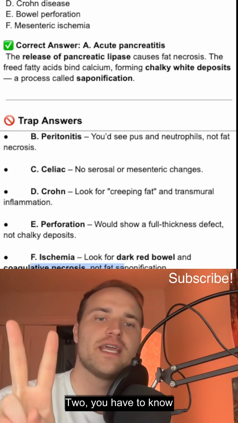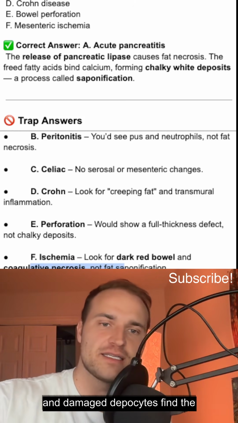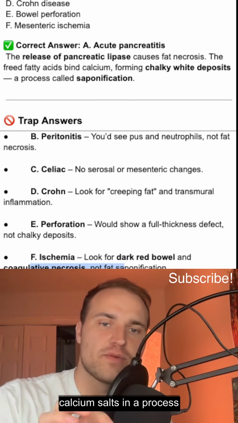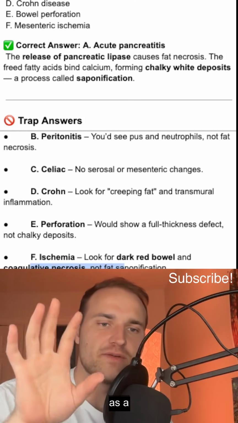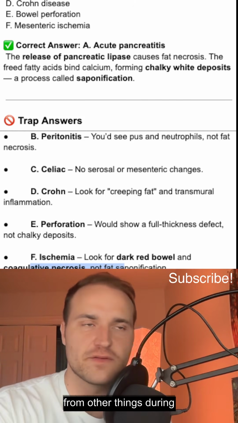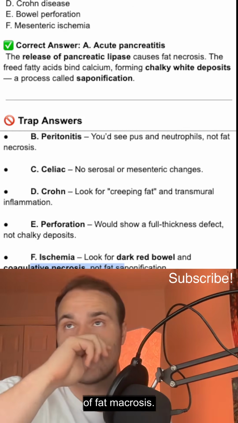2, you have to know saponification and chalky white stuff, right? The liberated fatty acids and damaged adipocytes bind the calcium ions, and that results in the formation of insoluble calcium salts in a process known as saponification. And this precipitate is going to appear as a chalky white lesion on gross examination, and it's visually distinctive from other things during autopsy.